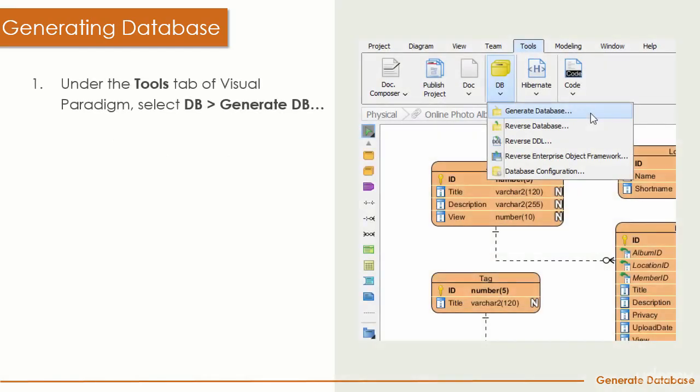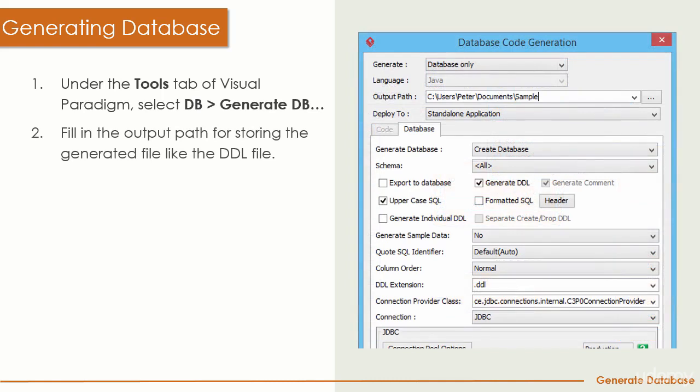Let's outline the steps. First of all, you need to go to the Tools menu in the toolbar and then click DB and Generate Database. After that, you will see the database generation dialog box. Make sure you tick the export to database option that will generate directly to the database. I will talk about different options in the rest of this lecture.